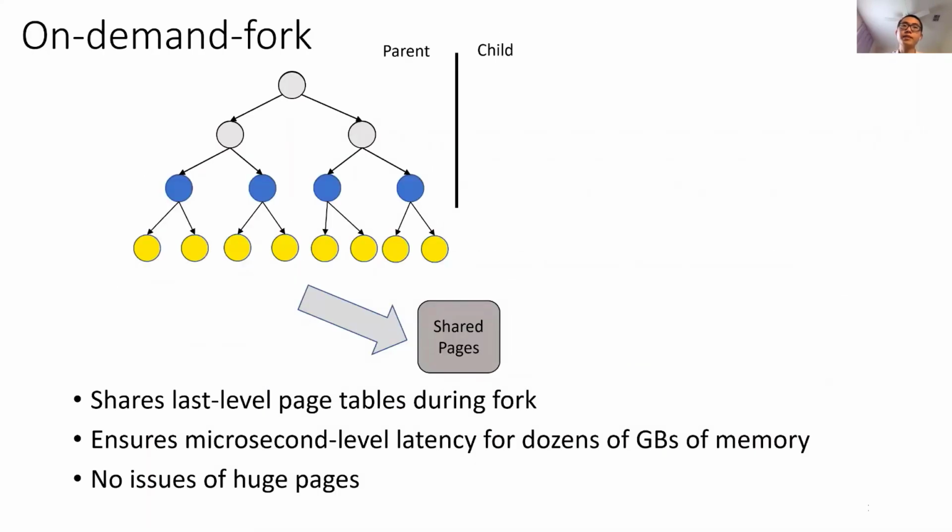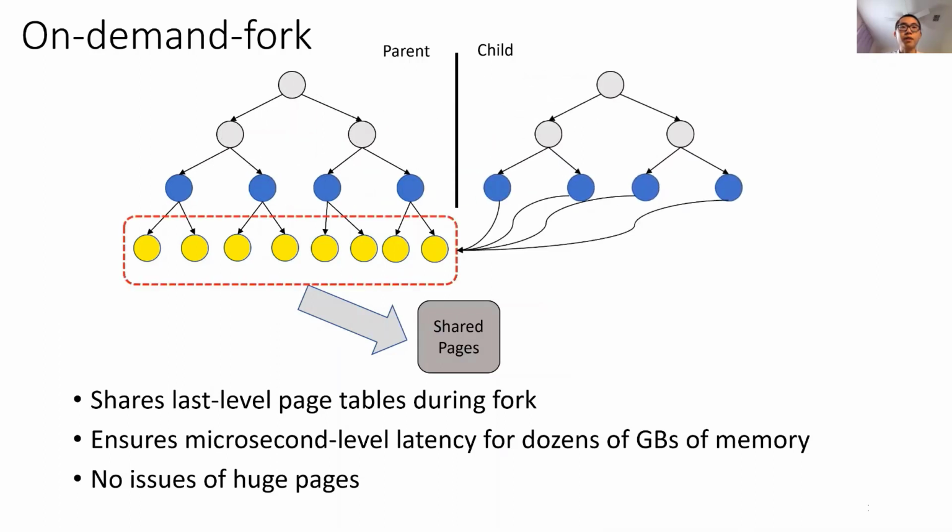Can we have a solution that is compatible with fork, but is faster and more efficient? We propose On-demand fork, a novel design and implementation of the fork system call. On-demand fork only copies the top levels of page tables and shares the last level page tables during the system call, therefore avoiding the cost of copying them. On-demand fork can substantially reduce the fork system call latency, achieving microsecond level latency for up to 50 gigabytes of memory in our experiments. On-demand fork does not suffer from issues plaguing huge pages, such as fragmentation and latency spikes.